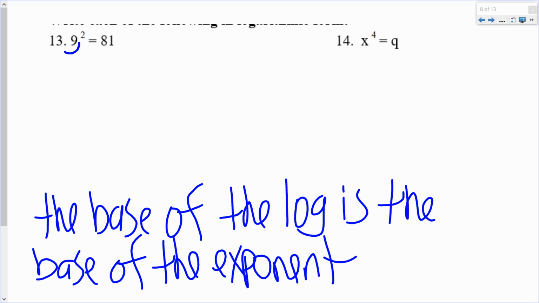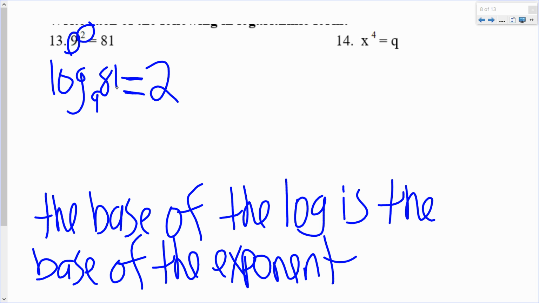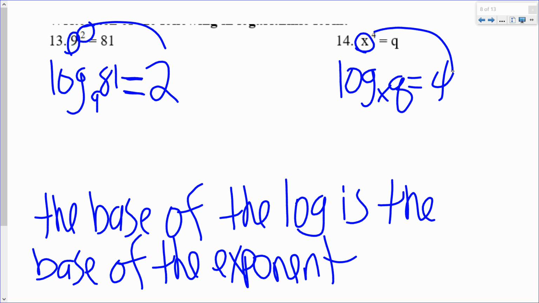So the base of the exponent is 9. So the base of the log is 9. The exponent is what it's equal to. Logs from the first lesson, from evaluating: the answer is the exponent. So the exponent always goes on the other side, and the 81 gets filled in there. The base of the exponent is x, so the base of the log is x, and the exponent is what the answer is. So I just fill in the Q. The exponent is always alone on the other side. That's what logs are equal to. They're equal to whatever the exponent is.